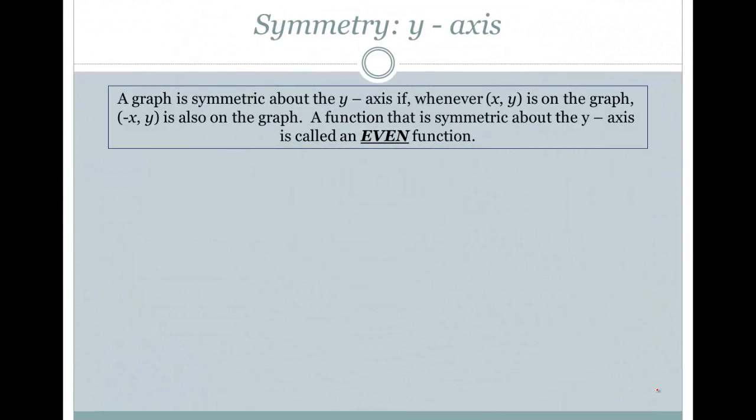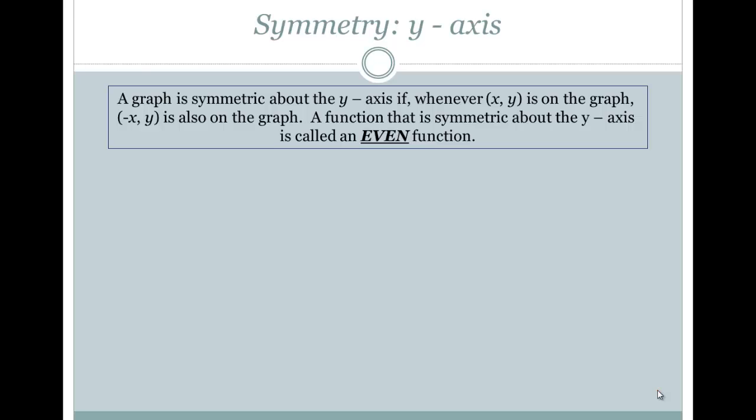Let's talk about y-axis symmetry. Okay? A graph is symmetric about the y-axis if whenever we have (x, y) on the graph, then (negative x, y) is also on the graph. Okay? A function that's symmetric about the y-axis is called even. All right? So we're going to hear about even and odd functions. An even function is symmetric about the y-axis.